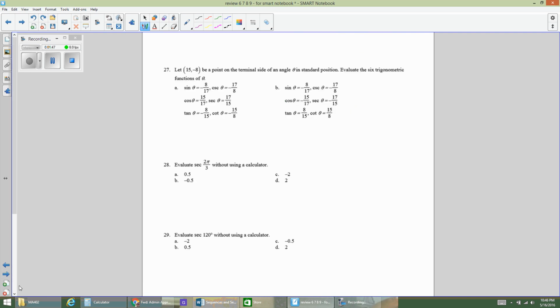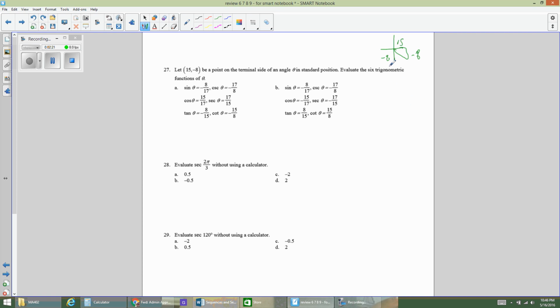Okay, 27. Let 15, negative 8 be a point. So 15 on the x and negative 8 on the y. Whoops, I should have put that 15 up. Let me see if I can press this with my thumb. There we go. 15 on the x, negative 8 on the y. Comes out something like that. Make your triangle. Okay, so that means this is negative 8.